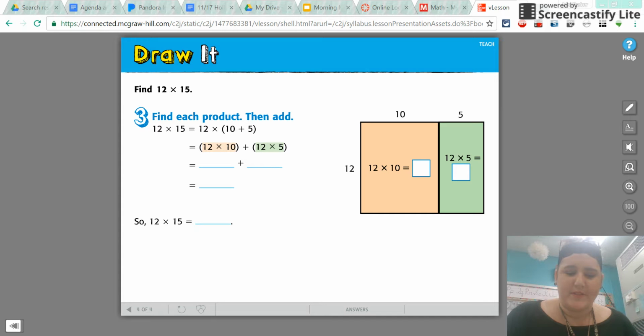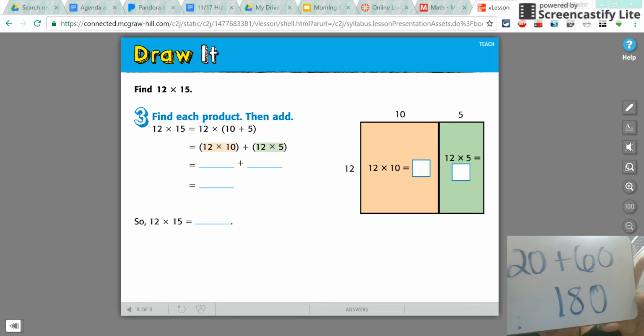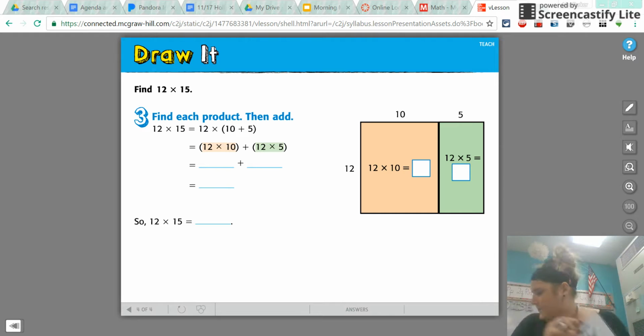Okay, we've got 0 plus 0 in our ones place. That's going to be a 0. We've got 6 plus 2, 6, 8. And then we just drop down our 1 because we're not adding anything to that. So that was fairly simple by using the distributive property. 12 times 15 is 180.